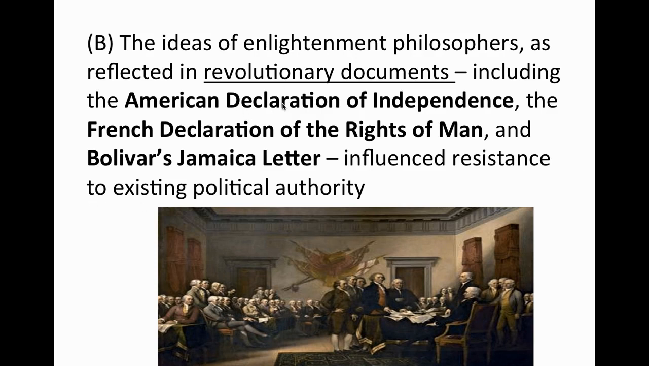Notice that these three documents are specifically referenced. That means the odds of seeing them on the exam are very high. And obviously you want to compare the beliefs. All three documents were inspired by Enlightenment philosophers.